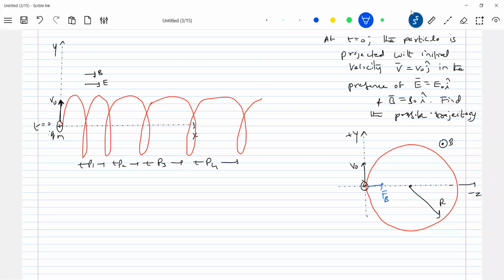This would be the condition. So it's going to revolve in a circular path in the y-z plane. So what is the plane of the circle? Plus or minus, in which plane will the particle describe a circular path? Plus or minus y-z plane. What is the axis of the helix? The axis of the helix is parallel to the x-axis.